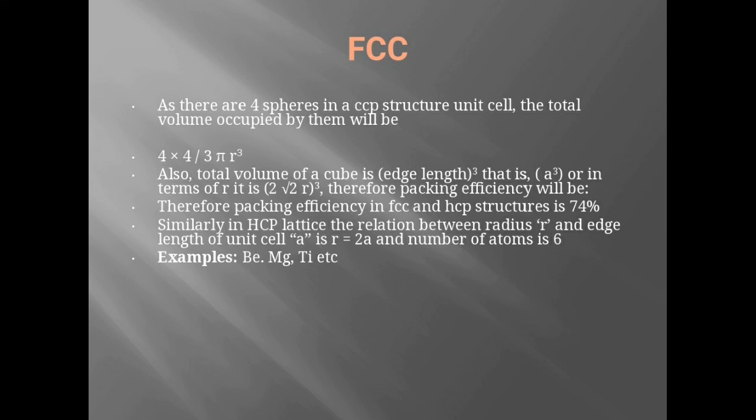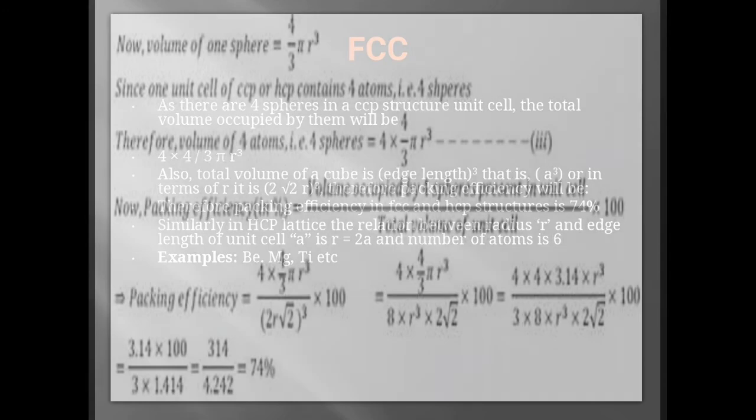Okay. So now for the face-centered cubic, the number of atoms is 4, isn't it? So 4 into 4 by 3 pi r cube. So when you substitute all these values in the formula, you can get the answer as 74 percentage. So 74 percentage is the packing efficiency of face centered cubic, or I can say hexagonal close packing also. So examples of this category are nothing but beryllium, magnesium and titanium.